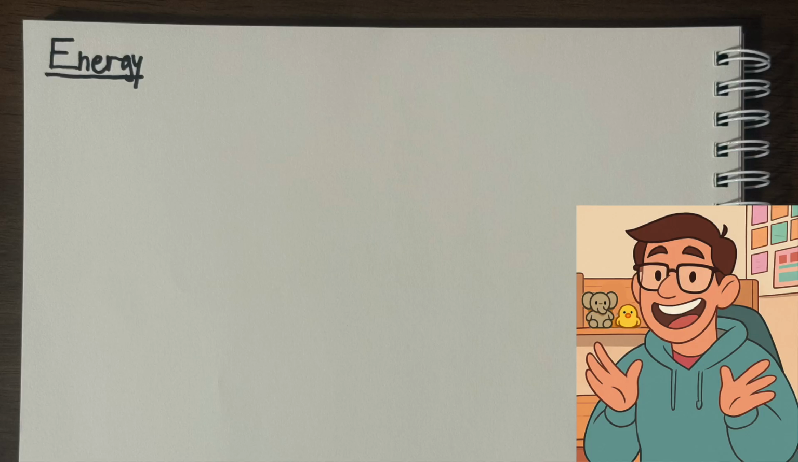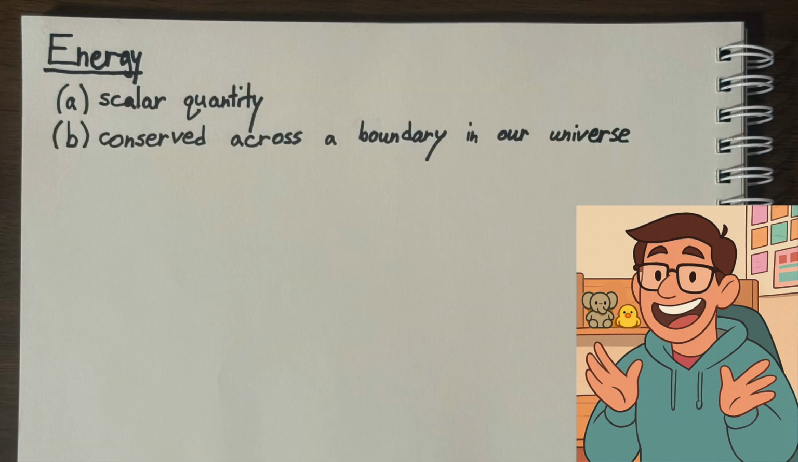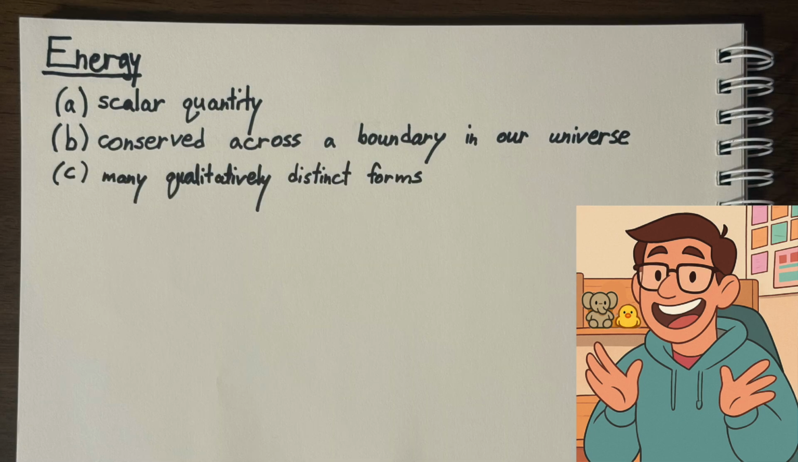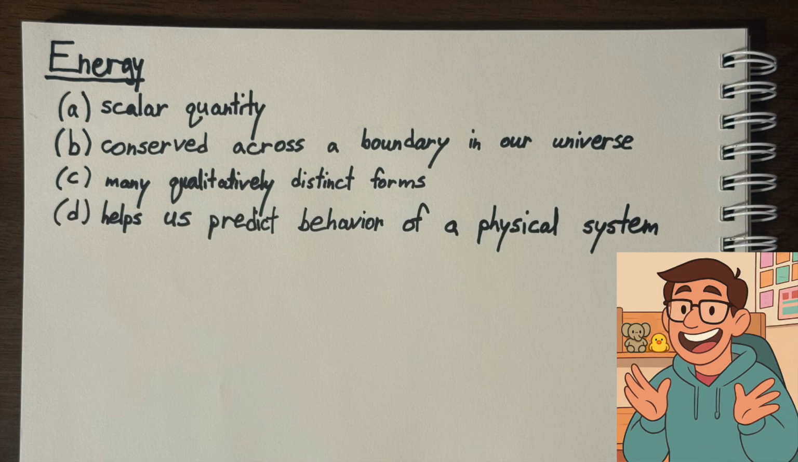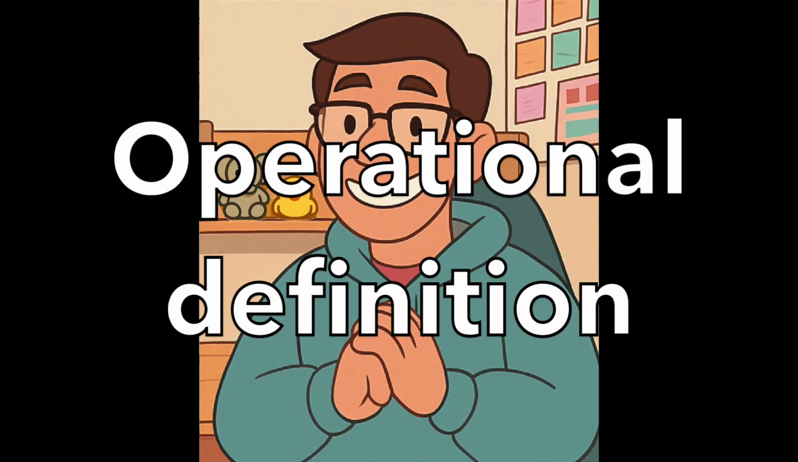So in order to talk about the two definitions that are common but I think are mistaken, we'll have to go back to the definition we talked about in the last video. I argued that the definition of energy is: A, it is a scalar quantity; B, it's conserved across a boundary in our universe; C, it comes in many qualitatively distinct forms; and D, it helps us predict the behavior of a physical system. So I really like this definition because it's what's called an operational definition.